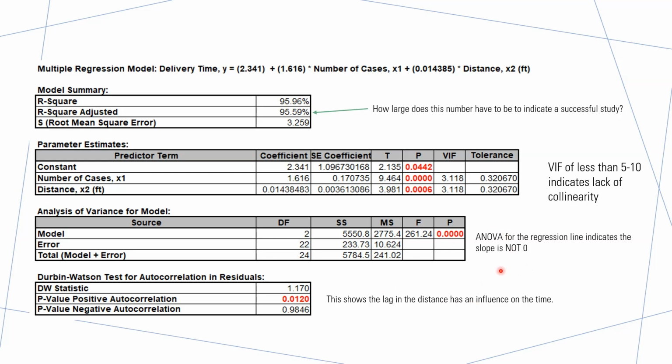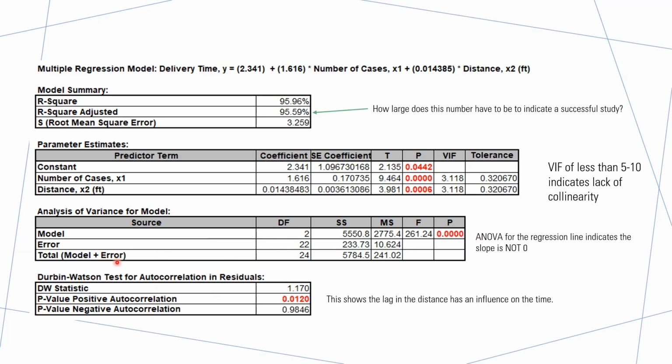In the analysis of variance for the model, remember we're trying to determine whether the slope of the regression line is 0. The p-value says the probability of that is almost nothing. So we have to reject that idea and say that the slope actually is non-zero.